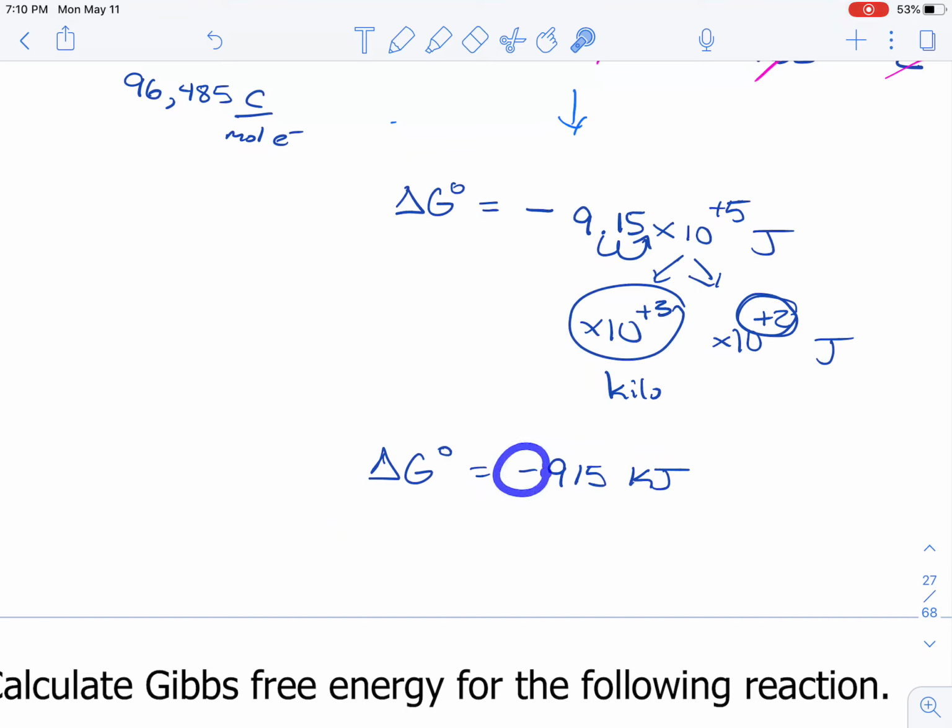So let's go ahead and check out the sign. Notice that my sign is negative. So this is telling me, according to thermodynamics, that the reaction is spontaneous in the forward direction.